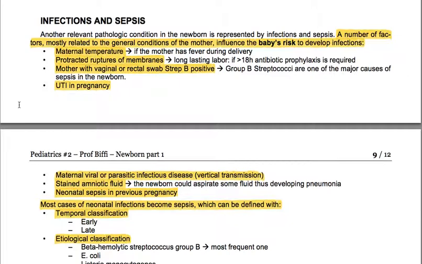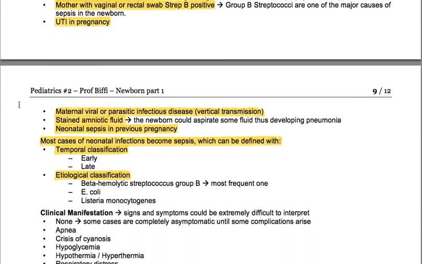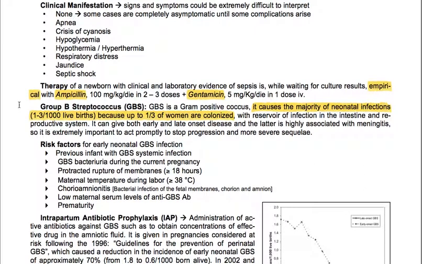Most cases of neonatal infections become sepsis, which can be defined with a temporal classification, early or late. Etiological classification: beta hemolytic Streptococcus group B is the most frequent one, then E. coli and Listeria monocytogenes. Clinical manifestations: signs and symptoms could be extremely difficult to interpret. There can be none. Some cases are completely asymptomatic until some complications arise: apnea, crisis of cyanosis, hypoglycemia, hypothermia, hyperthermia, respiratory distress, jaundice, and septic shock.